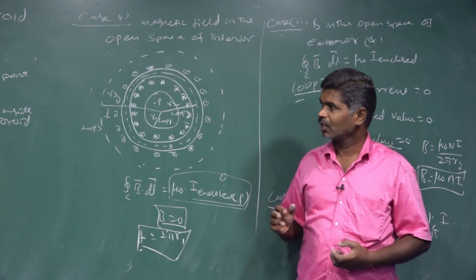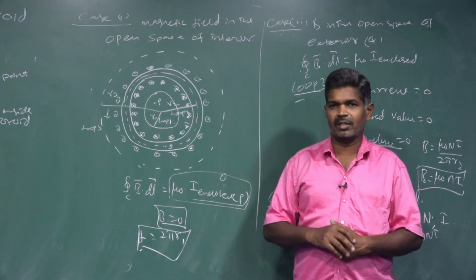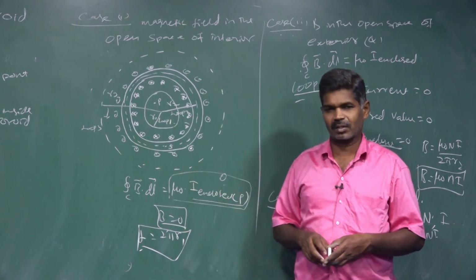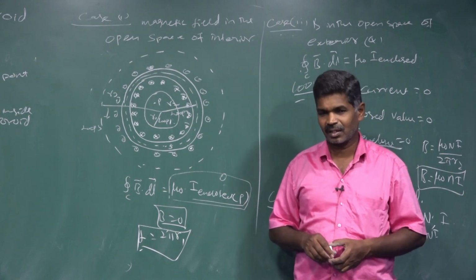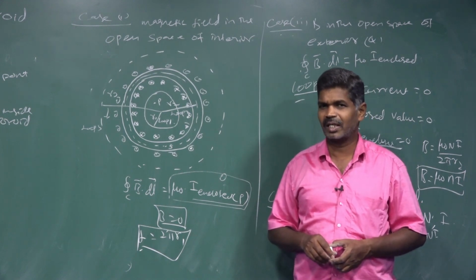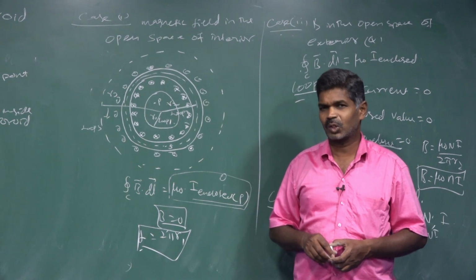That's all about the solenoid and toroid for determining the magnetic induction. The general formula can be taken as B is equal to mu naught n I, where small n is the number of turns per unit length.